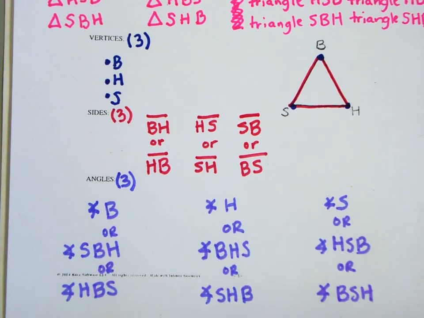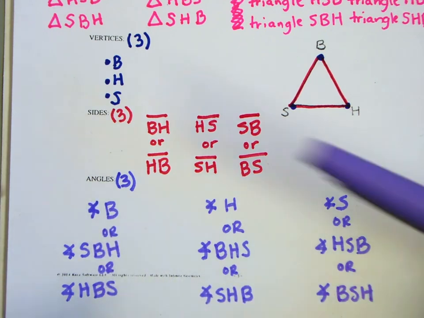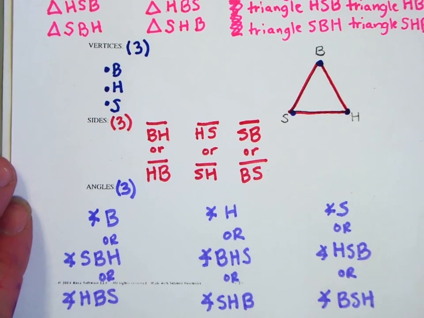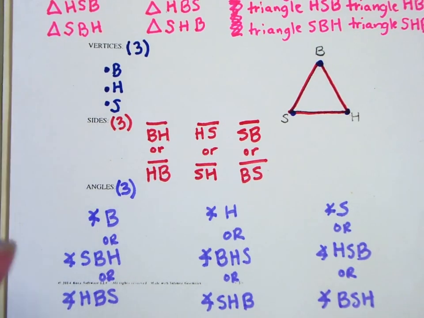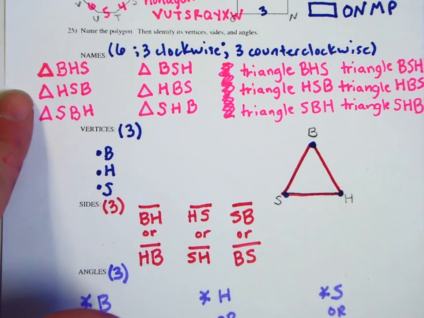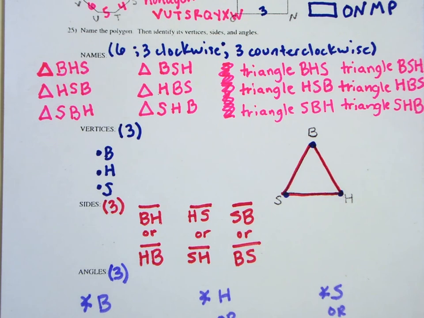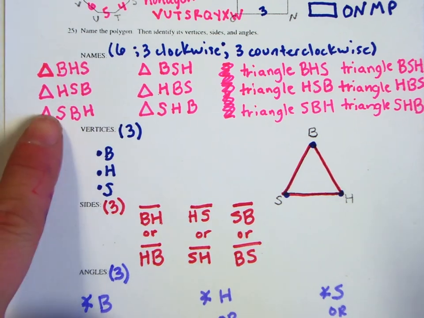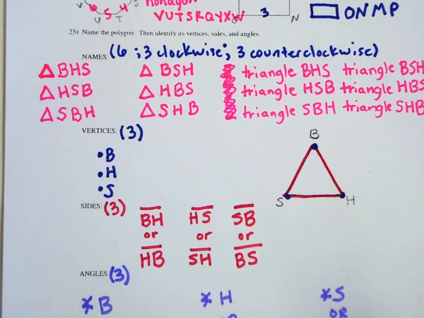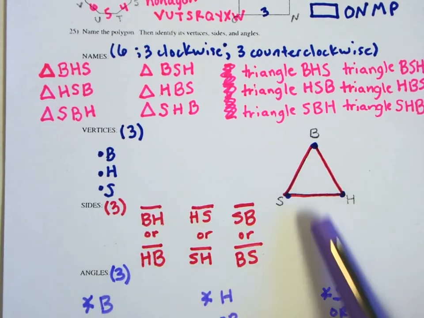So there's only 3 unique angles, but there's 3 ways to write each one acceptably. There's only 3 unique sides, but there's 2 ways to write each of those acceptably. There's 3 vertices, single way to write that. There's 6 possible ways to name it, but because we could use the symbol or the word, there's 12 options here, all of which give an appropriate name for this figure.